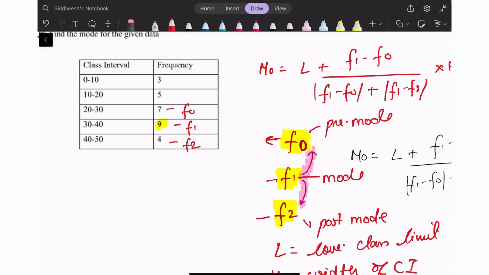Now what about the L, that lower limit? Always check for the mode part, that is 9. So 30 is your answer for the lower limit. What about h? Nothing, 40 minus 30 is equal to 10.